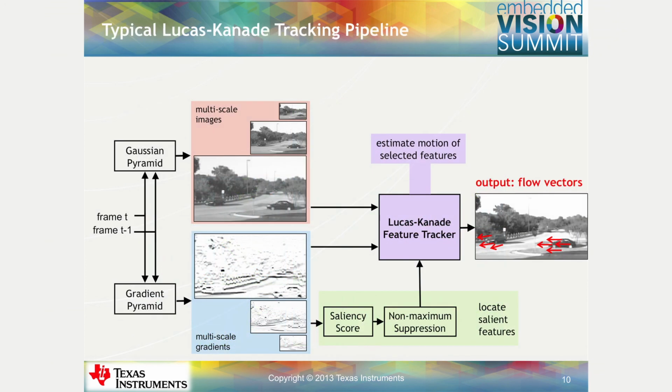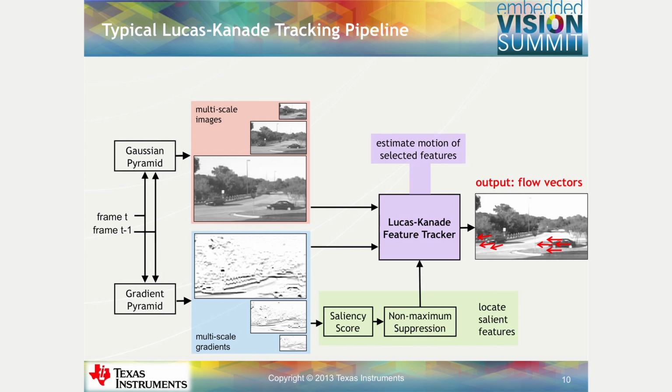So here's a typical Lucas-Kanade tracking pipeline. As I said, it all starts typically with an image pyramid. So you are going to have multiple resolutions of the image itself, as well as its gradients. And you're going to need a method to decide what features to track. You can decide to track every single point, every single pixel, or you might have a method that gives you a saliency map, and you can track those points.